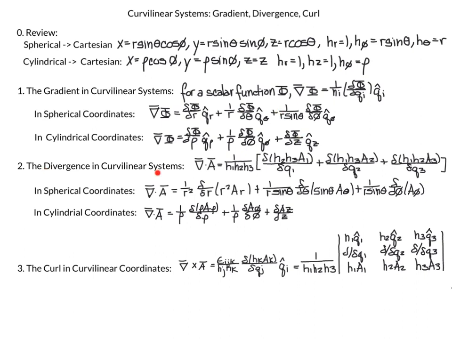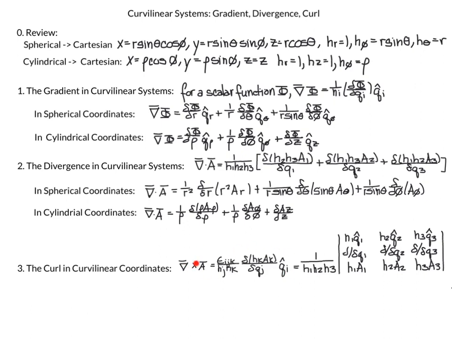Then we'll look at divergence of curvilinear systems, which is equal to this formula here, which looks a little complicated, but it's not too complicated. And we'll look at how it gets converted to spherical and cylindrical, as well as examples of each of these. And then finally, we'll have the curl in curvilinear coordinates.